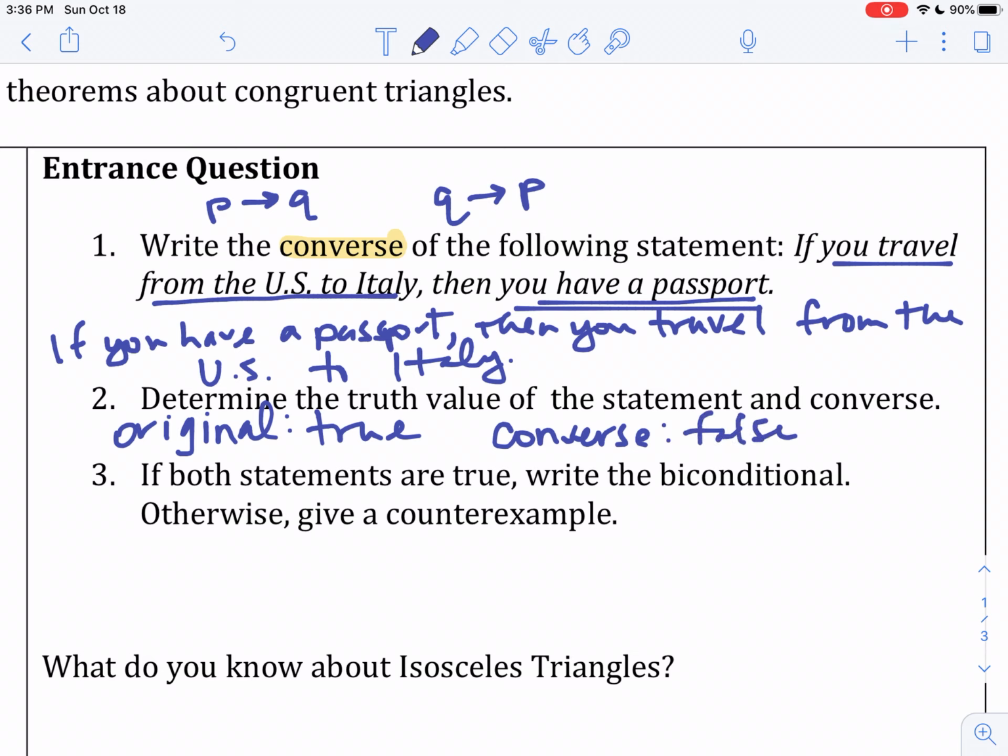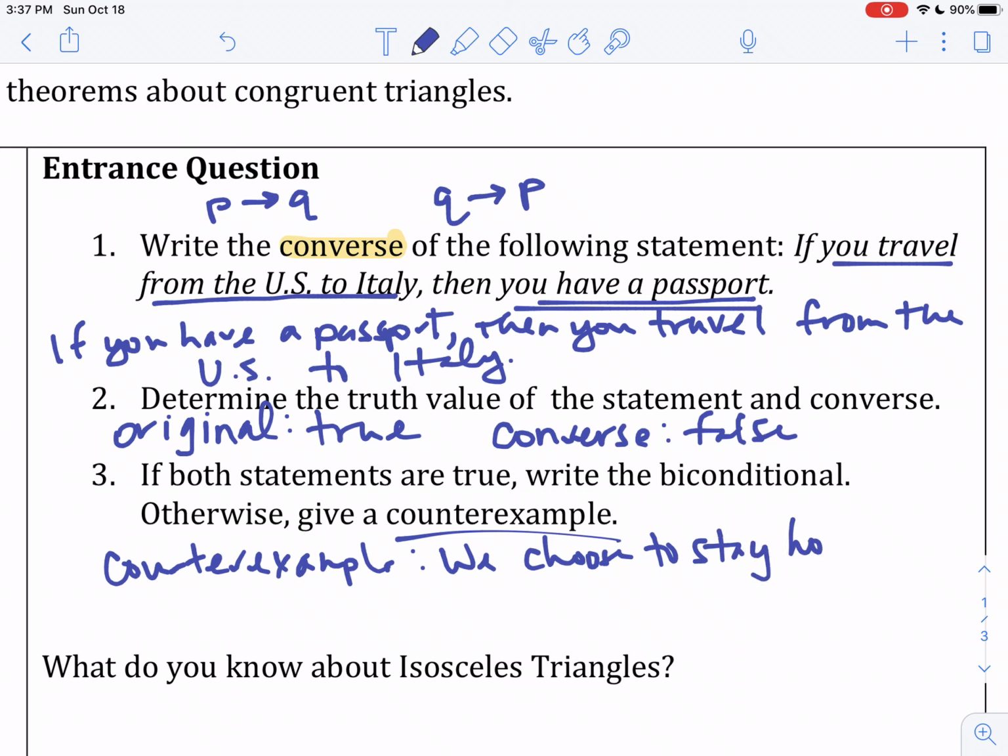The last statement says if they're both true, then we're going to write the biconditional. Otherwise, we're going to give a counterexample. So we're going to give any example where we have a passport where we're not traveling from the U.S. to Italy. One counterexample is we have a passport, we choose to stay home for whatever reason. Or we travel to Canada. We travel to Mexico. We travel to some other place where we are required to have that passport. So those are some counterexamples.